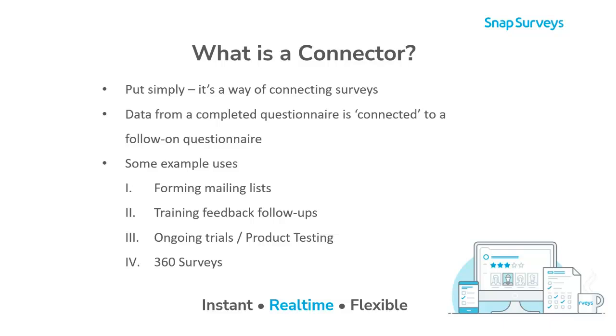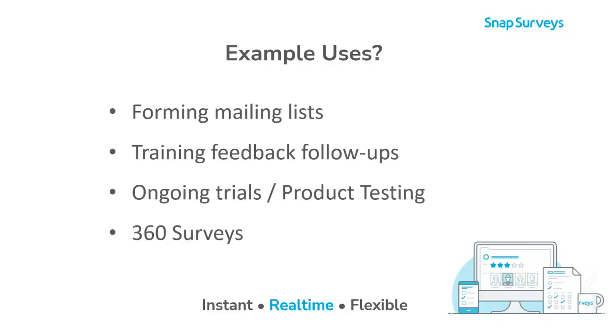Some example uses of how we might do this could be simply using it as a way of creating a mailing list, perhaps training feedback follow-ups, or ongoing surveys and trials, and also 360 surveys. So let's have a look at these in a bit more detail. In terms of forming mailing lists, you might have a simple form on your website where people can sign up to take part in future surveys. On pressing submit on that form, their details would be added to a future survey.